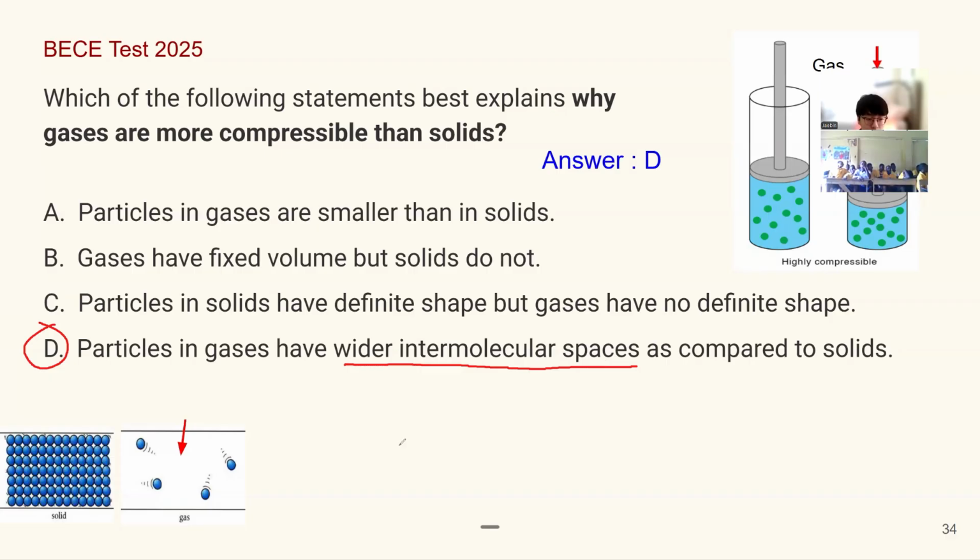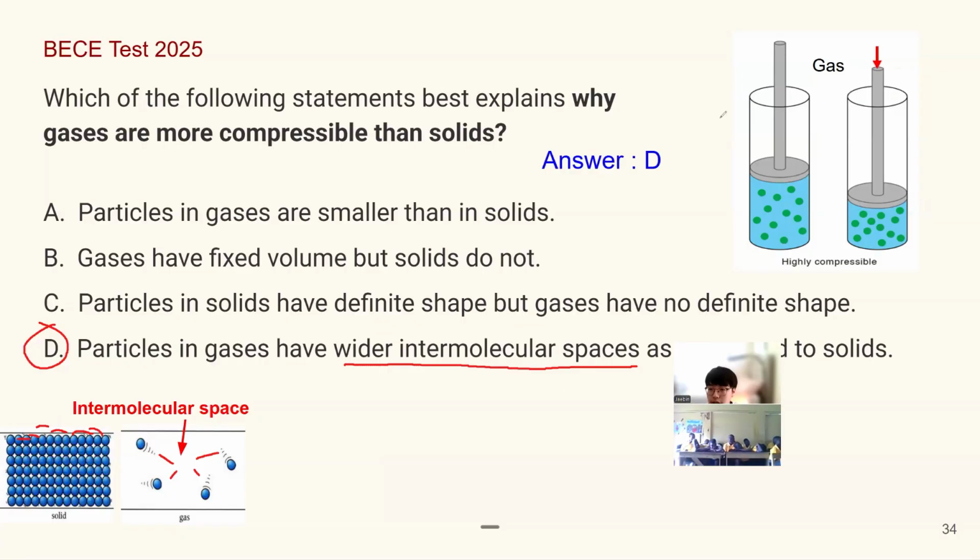to solids. If we look at this image here, this part is the intermolecular space. So this part right here. You can see that the spaces are very far apart with other particles. Compared to a solid, solids have particles very close to each other. But gases are very far away. That's why if you press it with a piston, like over here, you can compress a lot of the gases, but not the solids.